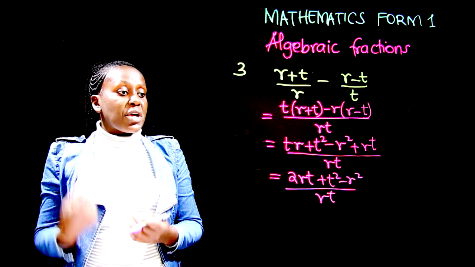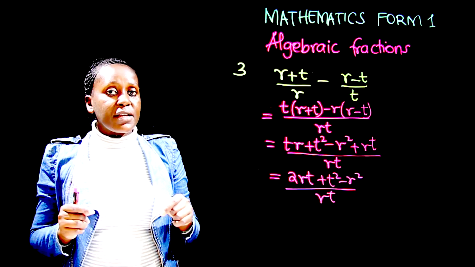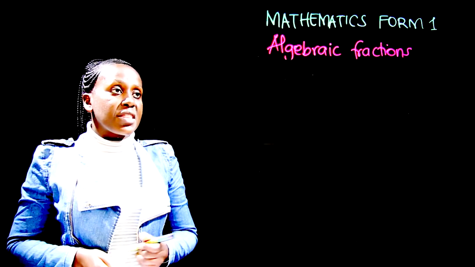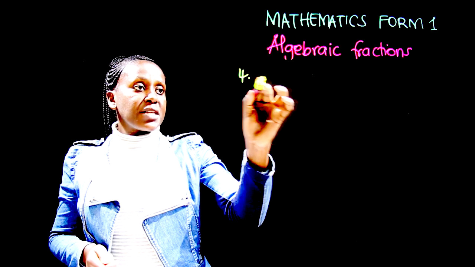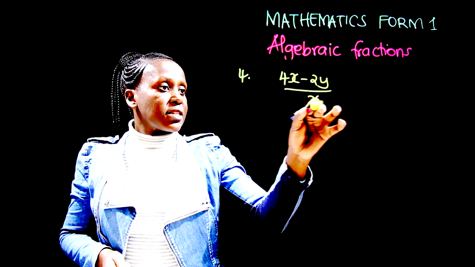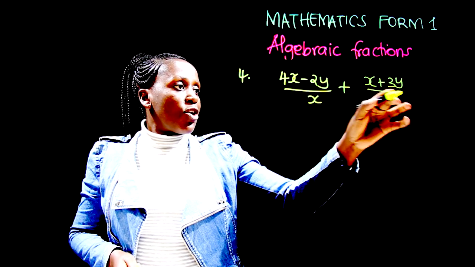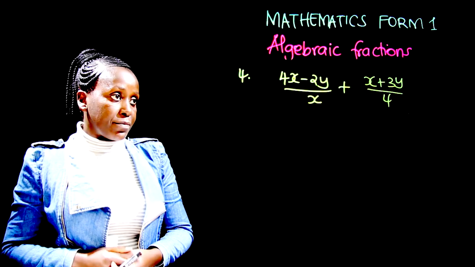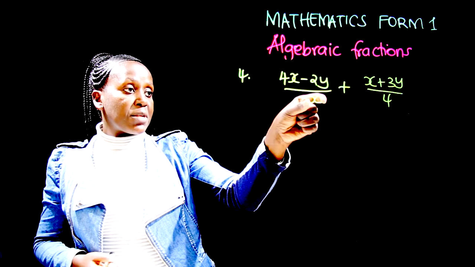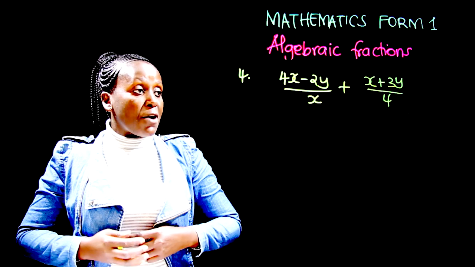Now we are going to look at one more example where we have one denominator being a letter or made up of letters and another denominator made up of numbers. Now in this example, we are going to express 4x minus 2y over x plus 3y over 4 as a single fraction. So you notice that in the first denominator we have a letter, and in the second one we have a number. So the format is the same.